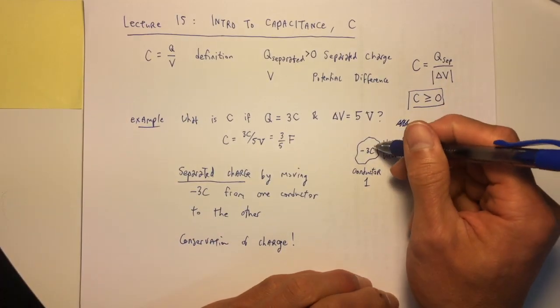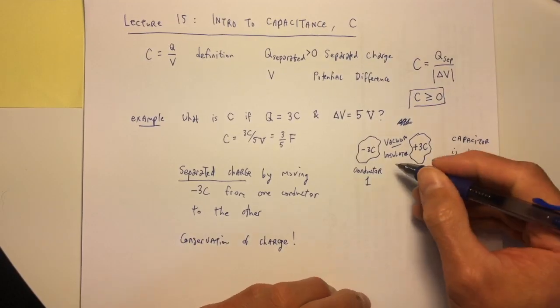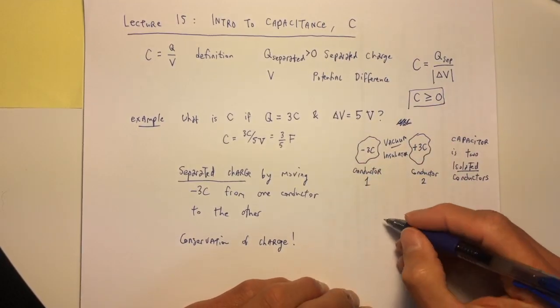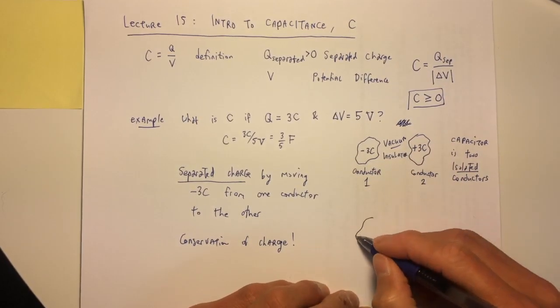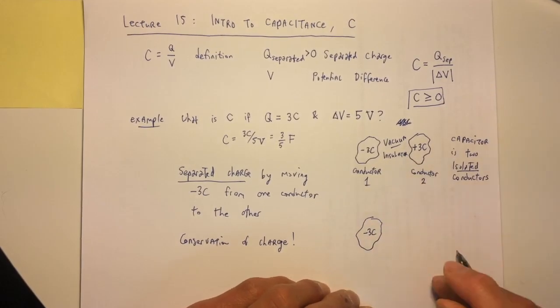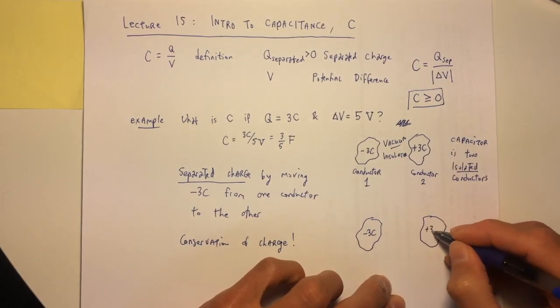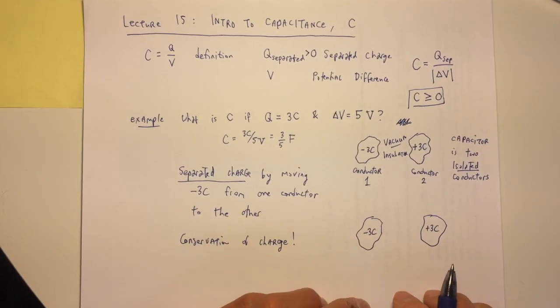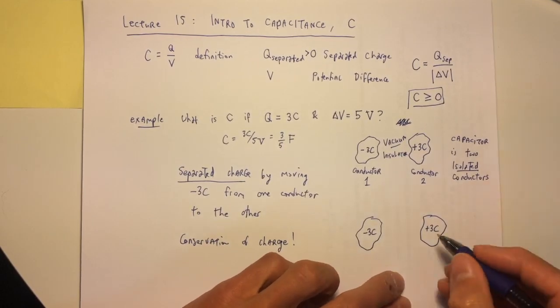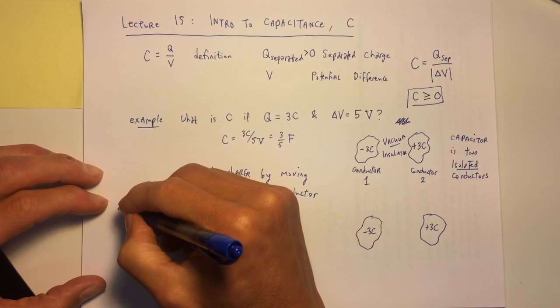And when I did this, now I have some charge. So let me clean this drawing up and show you something about this charge. This is conductor number 1, and it's got the negative charge of negative 3 coulombs. This is conductor number 2. It's got the positive charge of positive 3 coulombs. So this sort of looks like a dipole, so let me write that word.